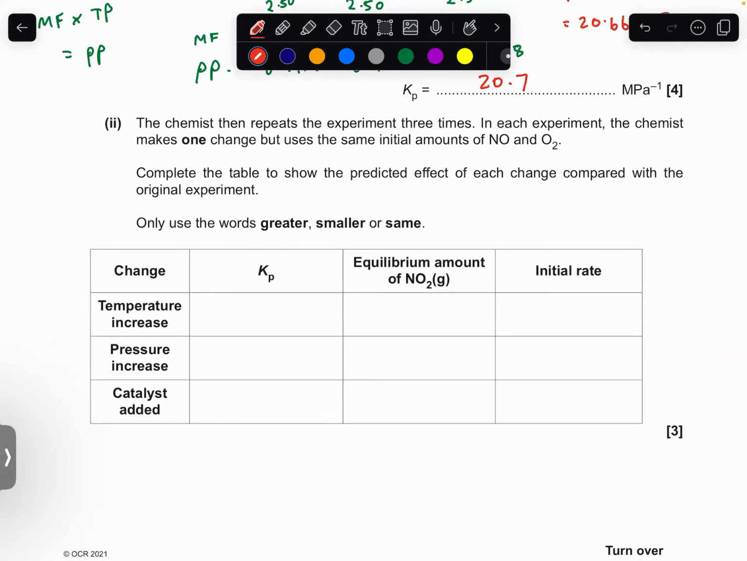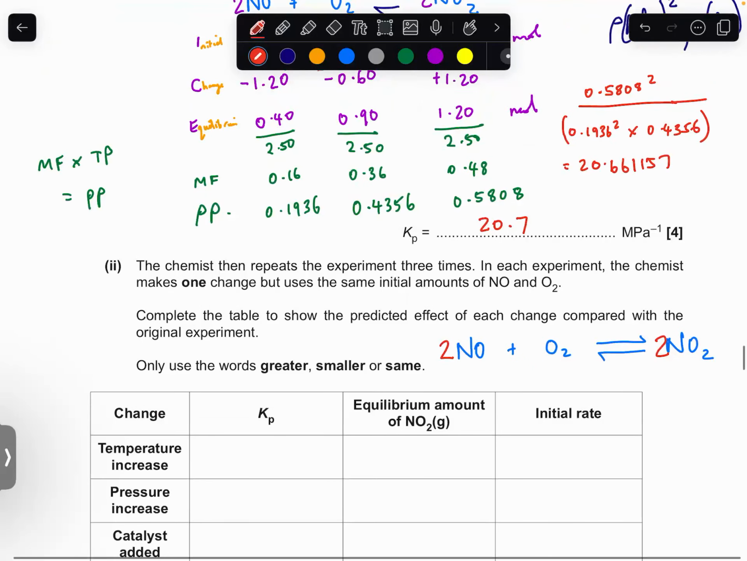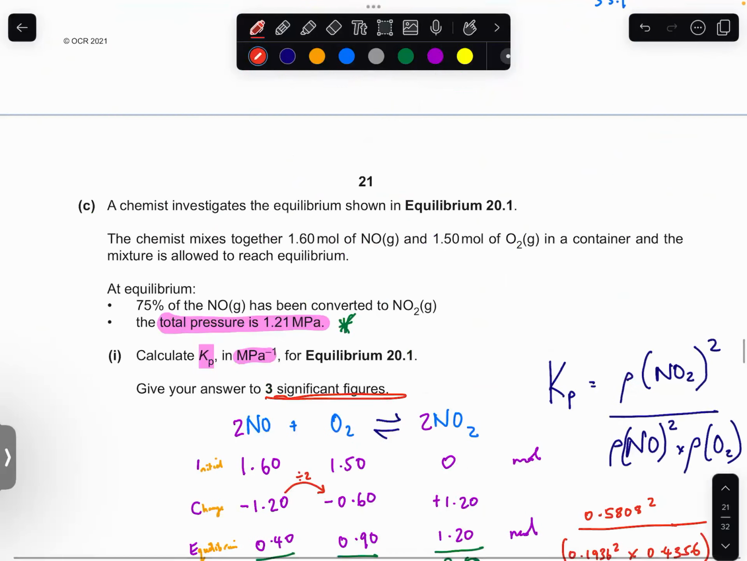Right, for this question, the chemist repeats the experiment 3 times, makes one change, but uses the same initial amounts of NO and O2. Before we begin with this question, let's rewrite the equilibrium. NO plus O2 gives you NO2. You got the big numbers. You see Kp is only affected by temperature. So with temperature, Kp is either going to increase or decrease.